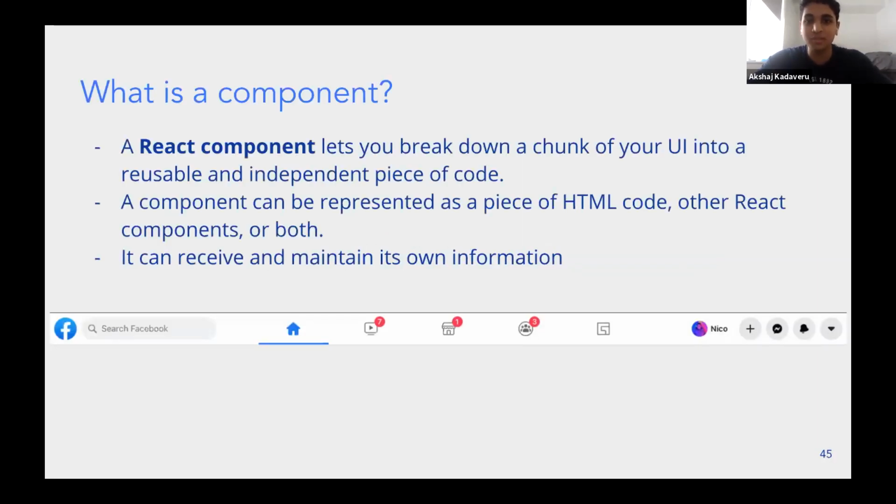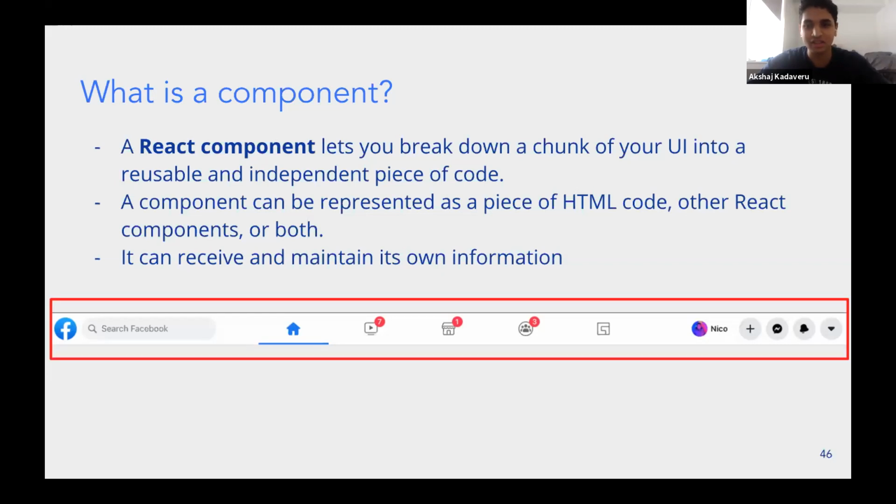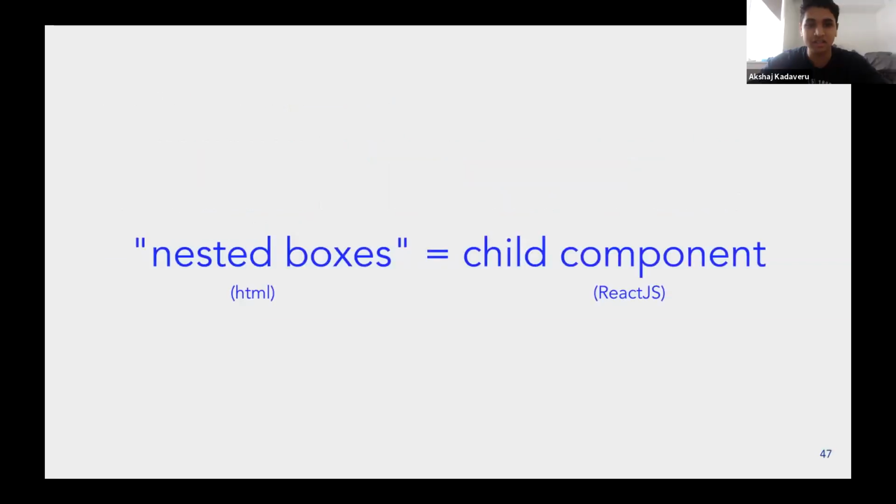A React component is what lets you break down your whole web page into more manageable, smaller chunks of code. So for example, let's say you wanted to code the Facebook nav bar, and this is the Facebook nav bar. If you wanted to code that in HTML, that sounds like a very daunting task, right? There are so many things going on. But what React lets us do is we have this whole nav bar, which is a component, but we can actually divide it into child components.